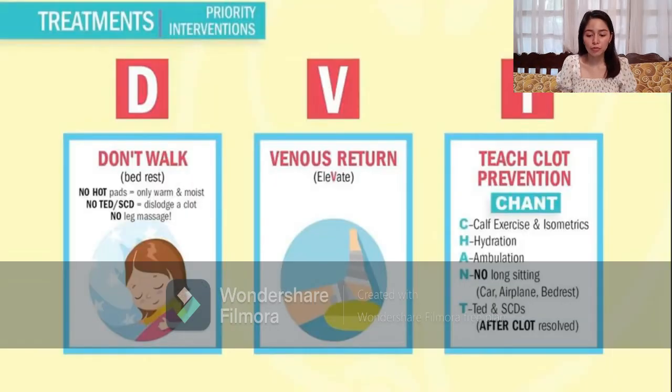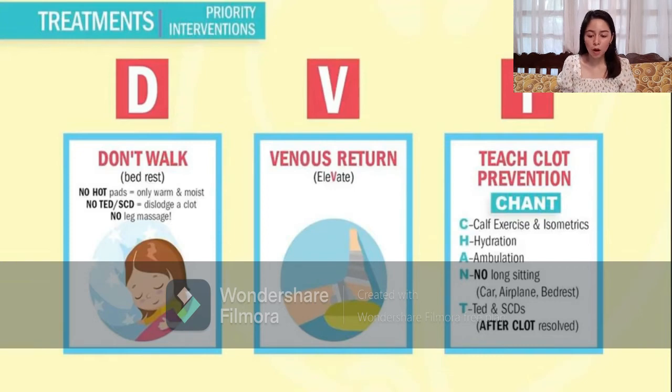Goal treatment for VTE revolves around preventing the dislodgement of the clot. If the clot loosens or floats away, it can get vacuumed right into the heart and then into the lungs, causing pulmonary embolism, which can worsen the situation. So use the acronym DVT to remember the priority nursing interventions.